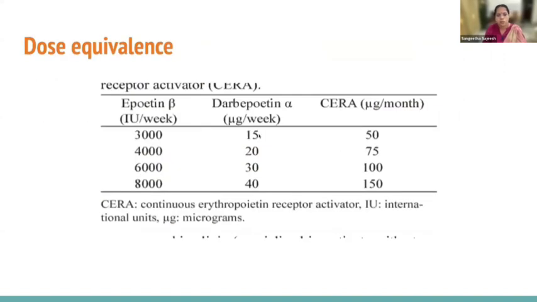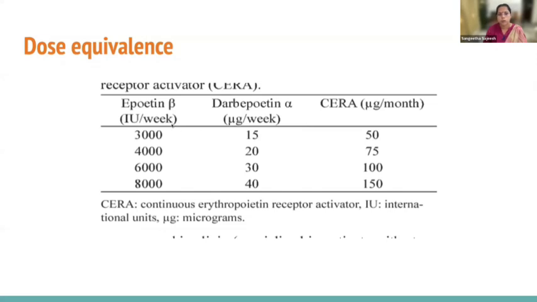So this is dose. This chart shows the dose equivalence. That is, when we have to convert or switch from one agent to another, like epoetin beta to darbepoetin or CERA, what is the equivalent dose roughly? So if a patient is on like 4,000 units of epoetin beta per week, you can switch to around 20 micrograms of darbepoetin or CERA of about 75 micrograms per month. So that will give you a rough idea about how to switch from one agent to another.